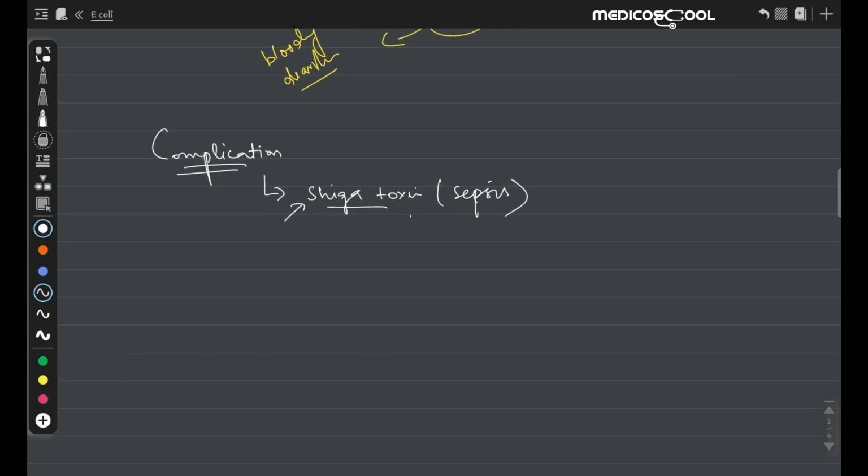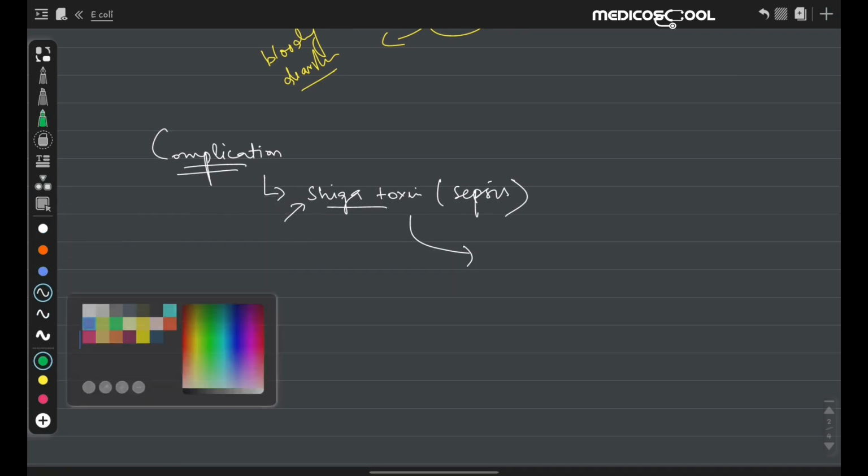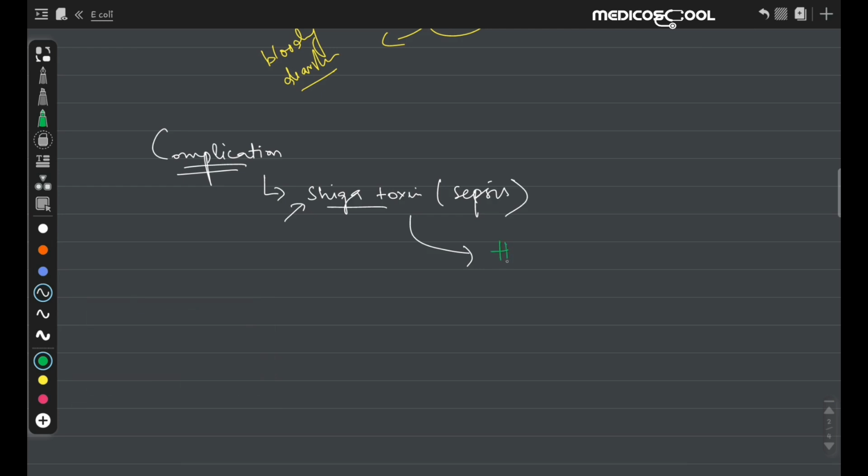And what will it do? It can cause one of the most important syndromes, and that syndrome is known as hemolytic uremic syndrome.